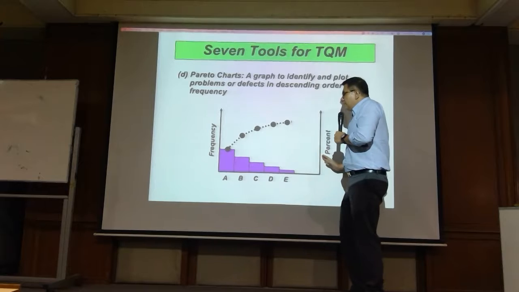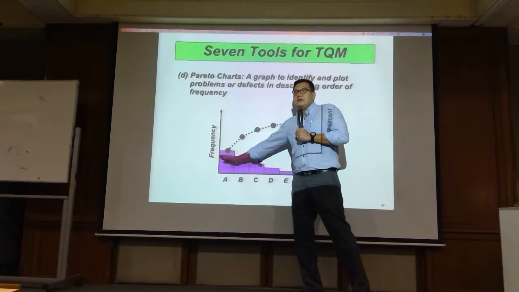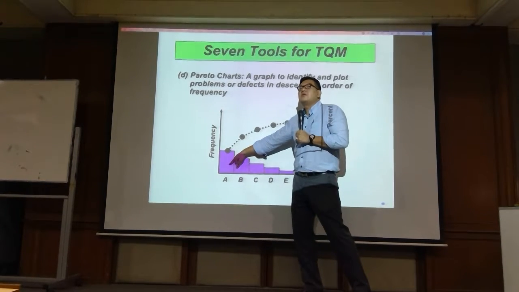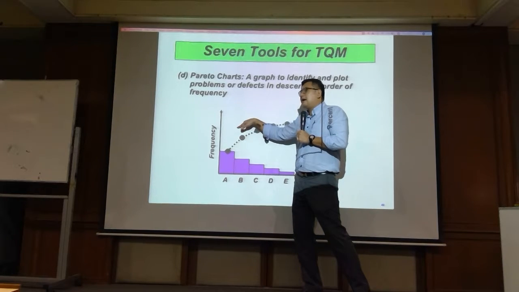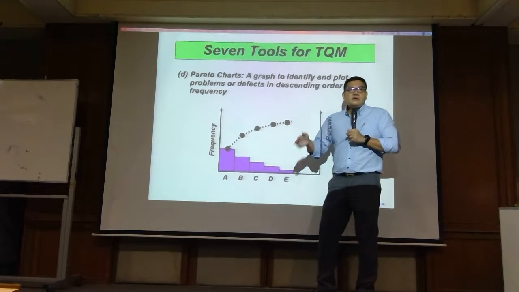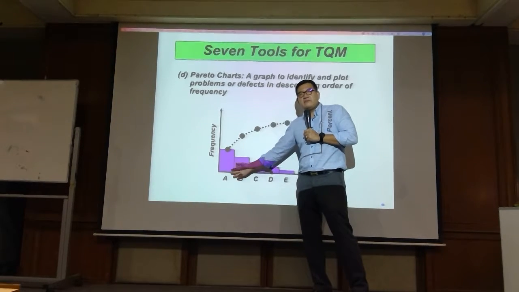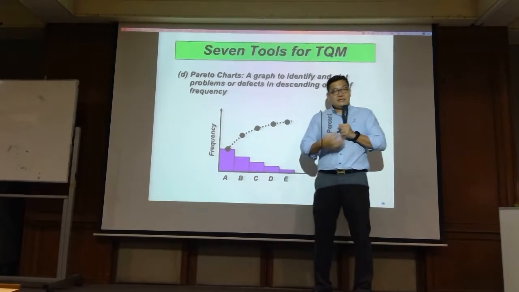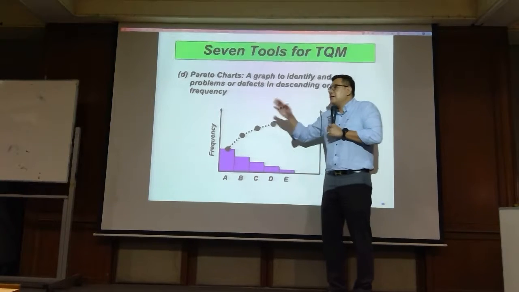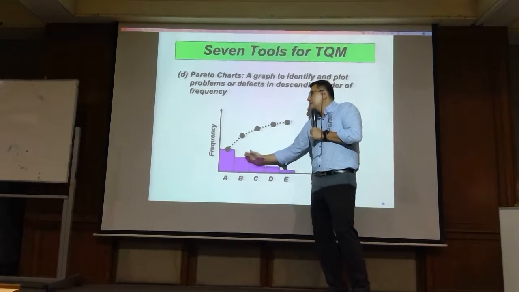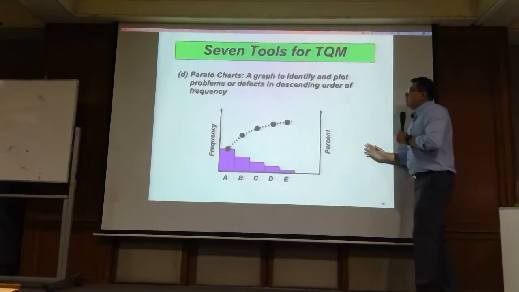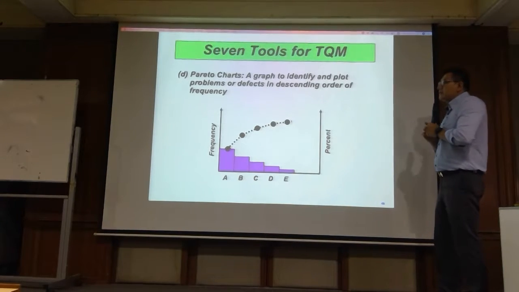So let's say you have 10 causes. Just 2 of them, A and B, account for 80%. You handle these 2, you solve these 2 main problems, and you can solve the problem by 80% or so. So it just helps you to prioritize, as the order of the important things.